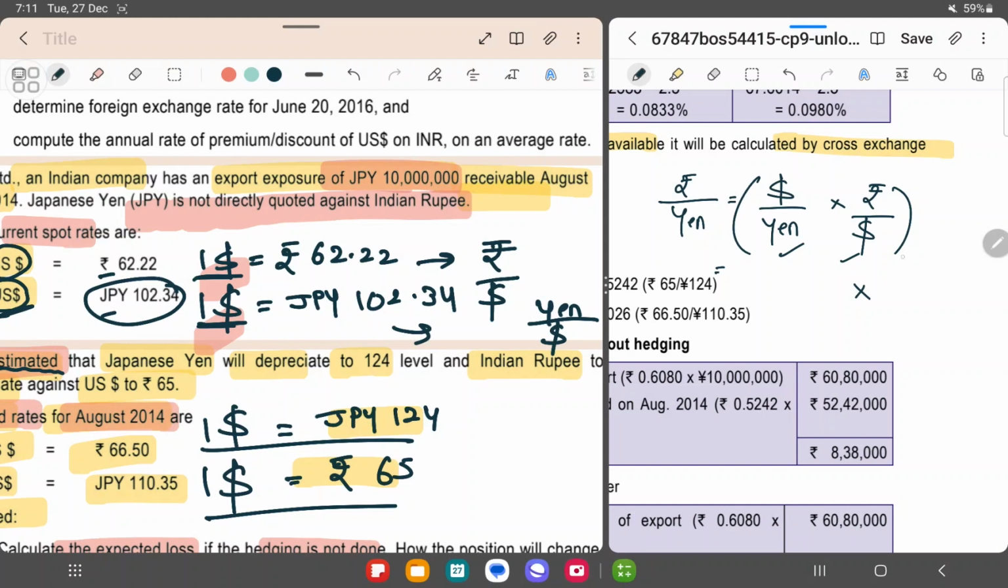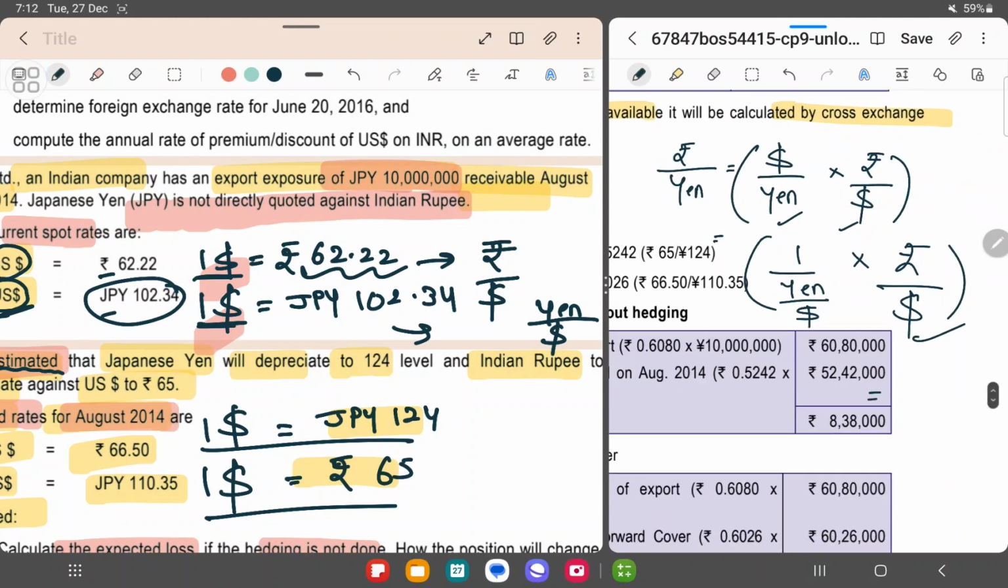Okay, but do I have dollar upon yen? Rupee upon dollar I have. I'll take that. See this one, dollar upon yen I do not have, but I have yen upon dollar. So how do I convert the yen upon dollar into dollar upon yen? Simple inverse quote. Okay, that is 1 upon dollar upon yen is equal to 1 upon yen upon dollar. Okay, simple.